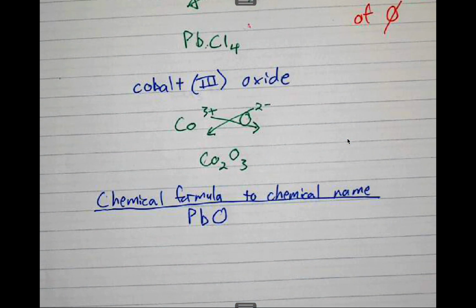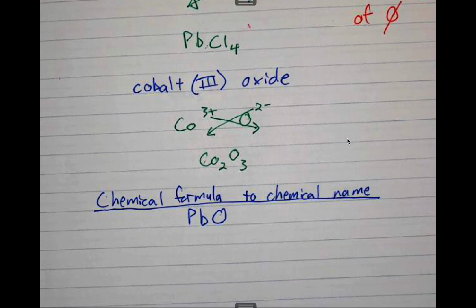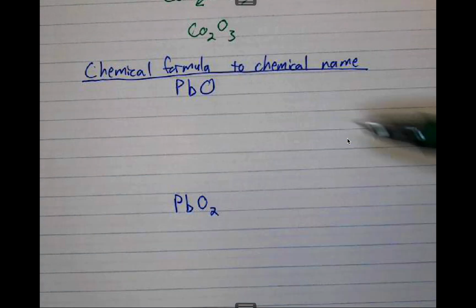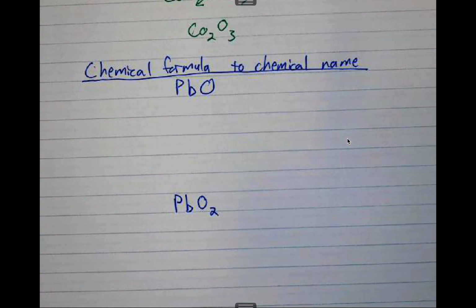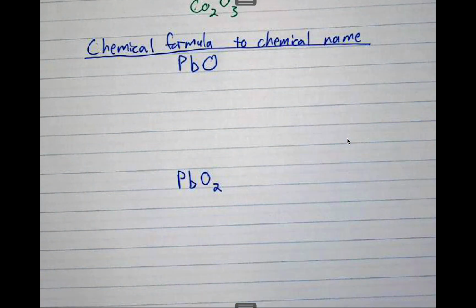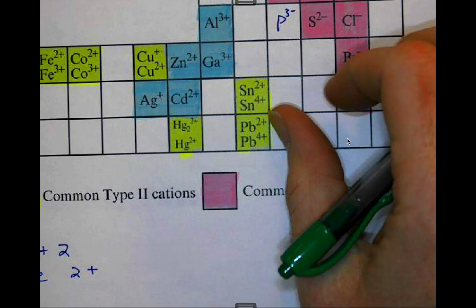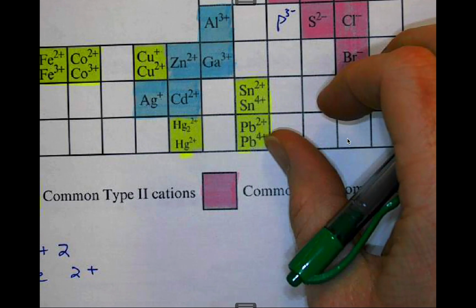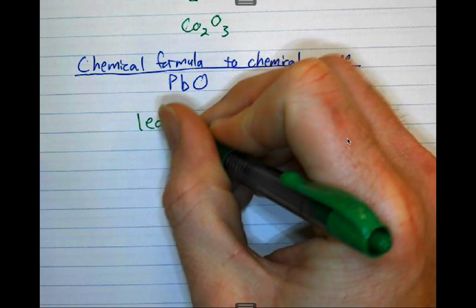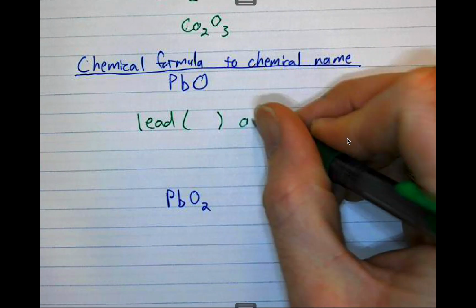All right. So if you're noticing, don't ever just drop the charges straight down. You'll always get it wrong. Now, for lead oxide, it's going to be great. We also have another lead oxide. So, we have a couple options right here, because lead is a 2 plus, and then it's also a 4 plus. So we're going to say that this is lead, and we're going to write Roman numerals, and we're going to say oxide.